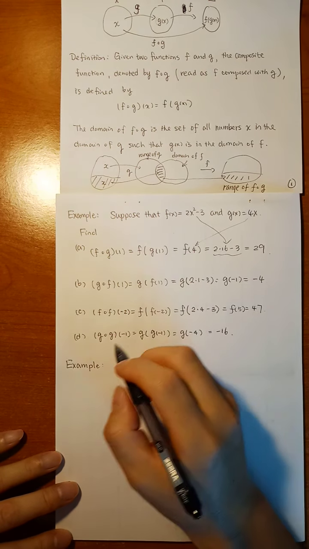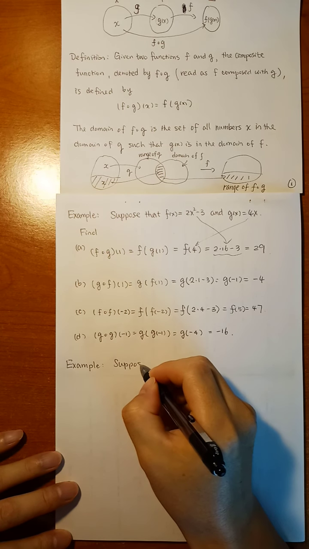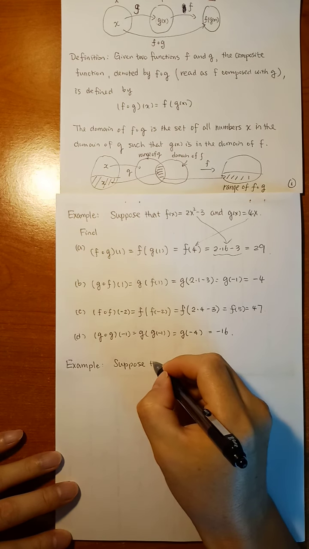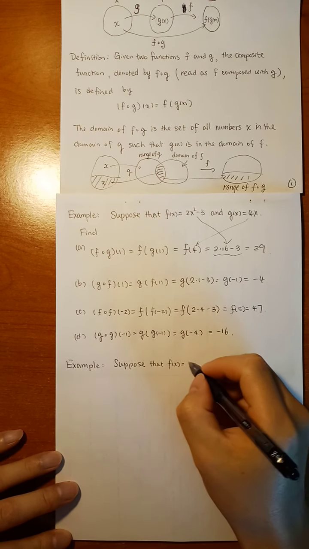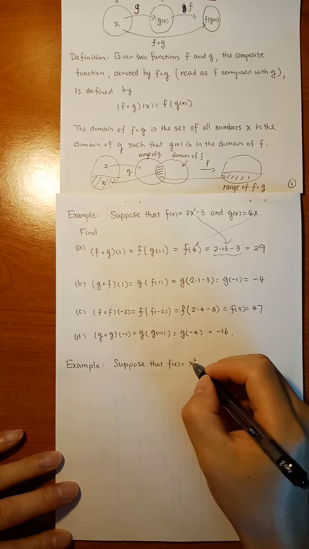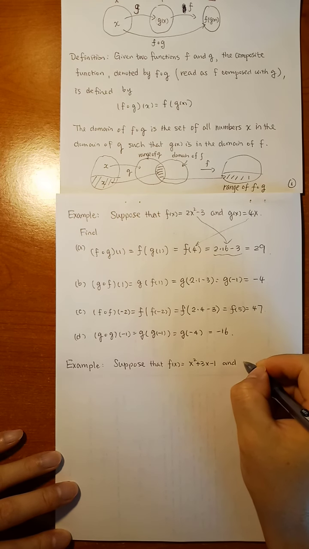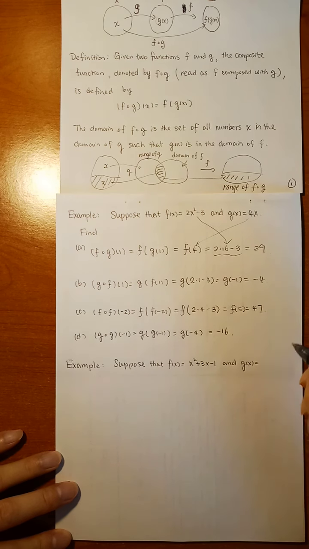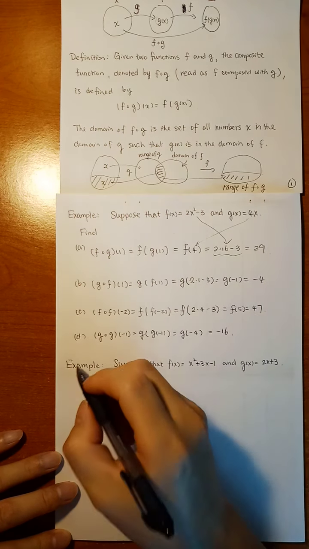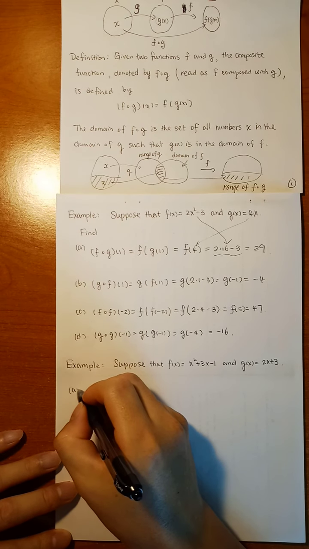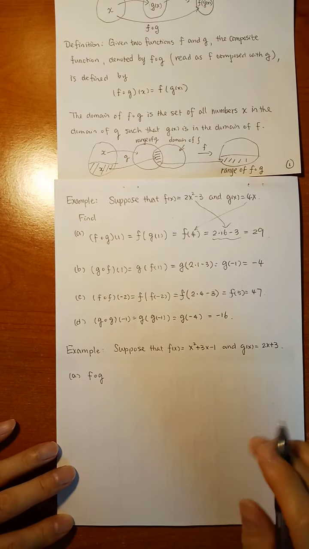And second, suppose that f(x) = x squared plus 3x minus 1 and g(x) = 2x plus 3. First, let's study the composite function f composed with g.